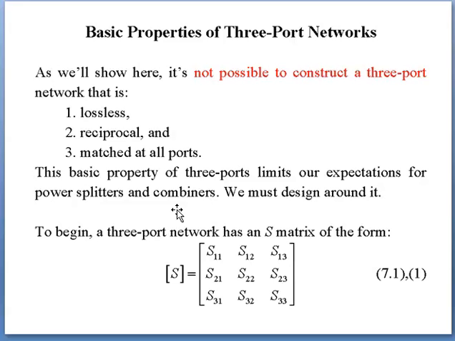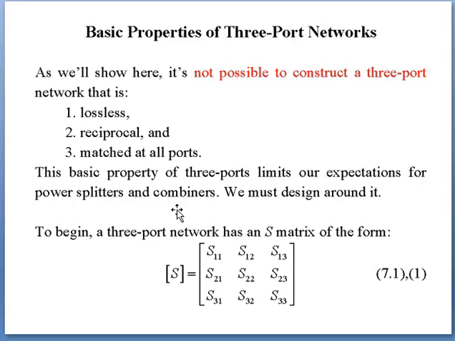Right, the basic properties of a three-port network. We are going to show you that it is not possible, I repeat, not possible, to construct a three-port network that would have all these three requirements: lossless, reciprocal, and matched at all the ports. So this basic property of a three-port limits our expectation for power splitters and combiners. So we have to loosen up a little bit in the way we design it.